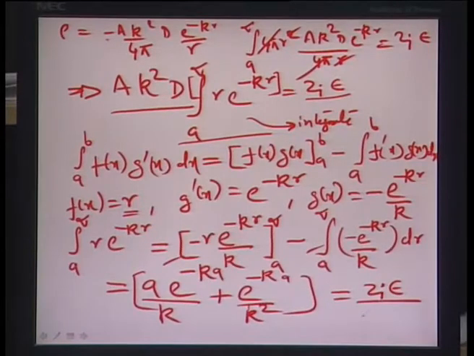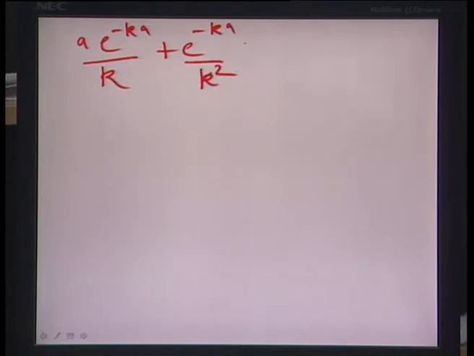So, this becomes ZIE by a k square d, okay. So, we take this equation at the next page. So, we have on one side a e to the power of minus k a by k, okay, plus e to the power of minus k a by k square, and that is equated to essentially ZIE by a k square d, okay, all right.